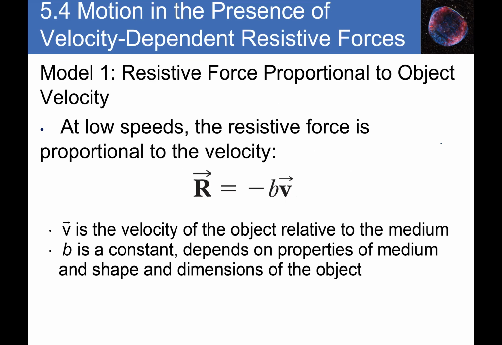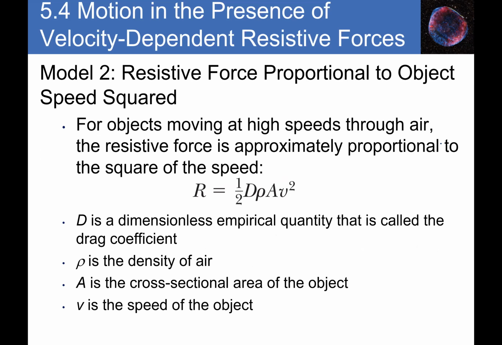So b is some kind of proportionality constant depending on the properties of the medium and so on. v is the velocity of the object. So you can see it's acting in the opposite direction of the velocity always, and it's proportional to the velocity. Sometimes you can also look at when R is proportional to the velocity squared, or the speed squared. This is generally what we use for air resistance.